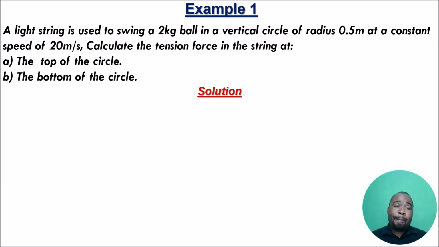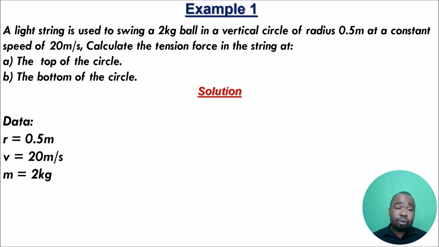Example number 1. A light string is used to swing a 2-kilogram ball in a vertical circle of radius 0.5 at a constant speed. Calculate the tension force in the string, number 1 at the top of the circle, number 2 at the bottom of the circle. I'll do the top, take a short break, you come back and present the answer for 2. Then I'll leave you with an exercise for more practice.